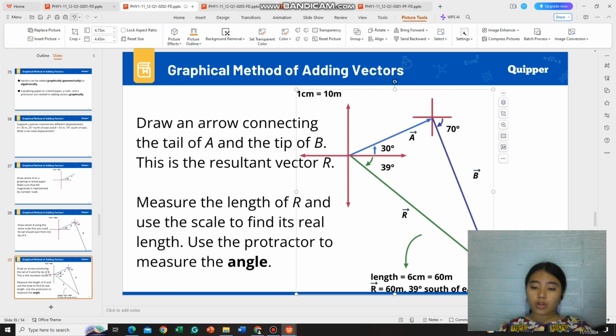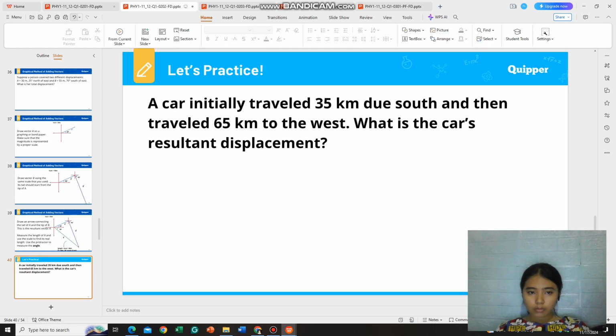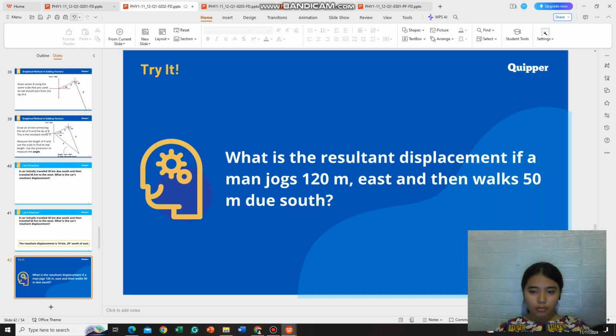Measure the length of R and use the scale to find its real length. Use a protractor to measure the angle. We always use a protractor to get the exact measurement, the exact angle. To get the length, 6 cm is equivalent to 60 meters, so its resultant is 60 meters, 39 degrees south of east. That is its direction.